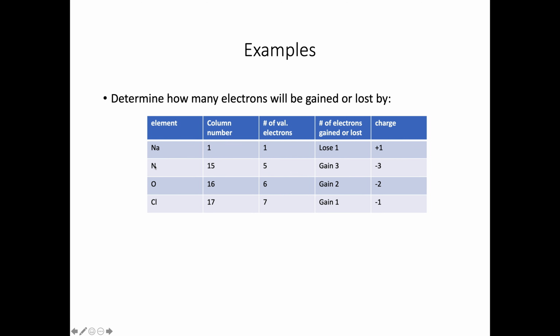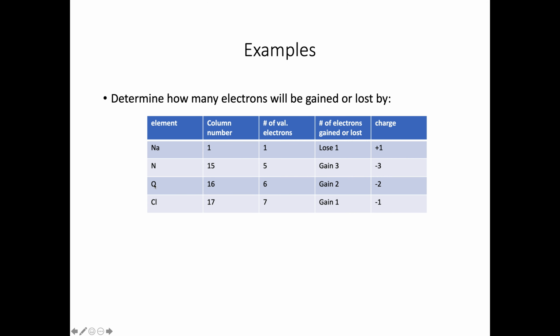Again, this is where it'd be very handy to have a periodic table just sitting on your desk. Nitrogen is in column 15. That means it has 5 valence electrons. Now, it's either going to lose all 5 or it's going to gain 3 because we want to have 8. Well, what's it going to do? It's going to gain 3.